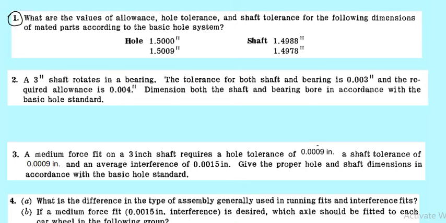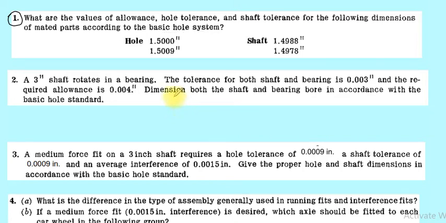It says, what are the values of allowance, hole tolerance and shaft tolerance for the following dimensions of mated parts according to the basic hole system. So they have given you the minimum and maximum limits for the hole as well as the shaft, and they have also told you that it is based on the hole system. You can clearly see the basic size here, 1.5, exact 1.5.